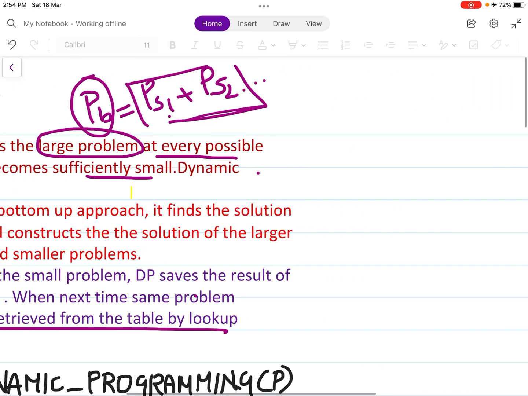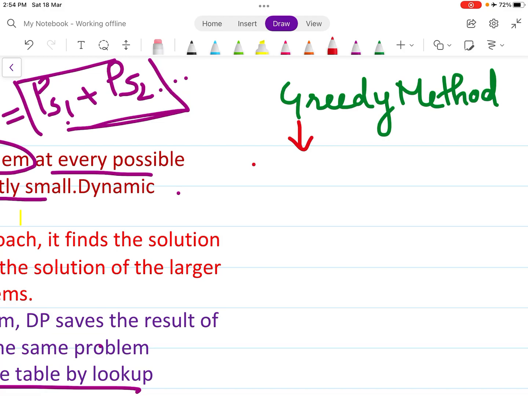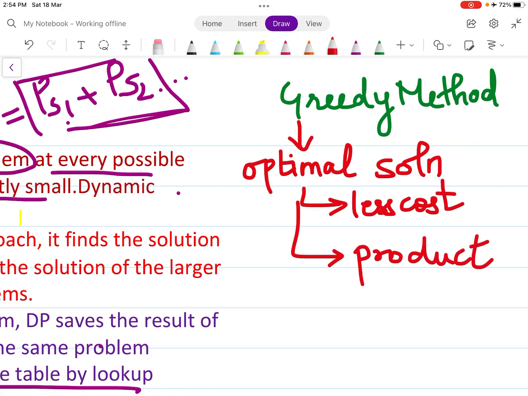So what was happening in the case of the greedy method? In the greedy method, we were choosing the most optimal solution, which had the lesser cost. So it gave you a lower cost. You don't have to spend much on that, and the product was more. So the weight produced was always more. Profit was larger. So you always chose the part which had more profit.